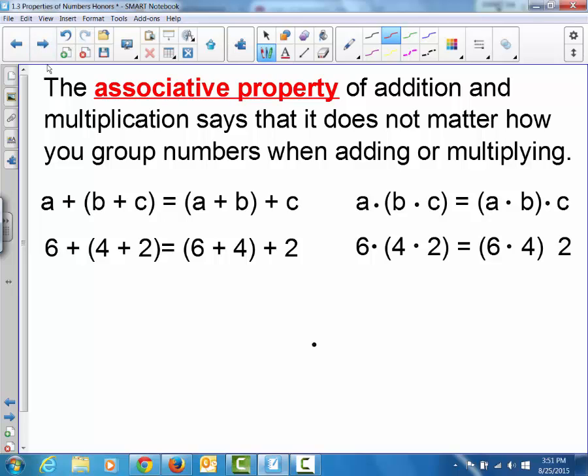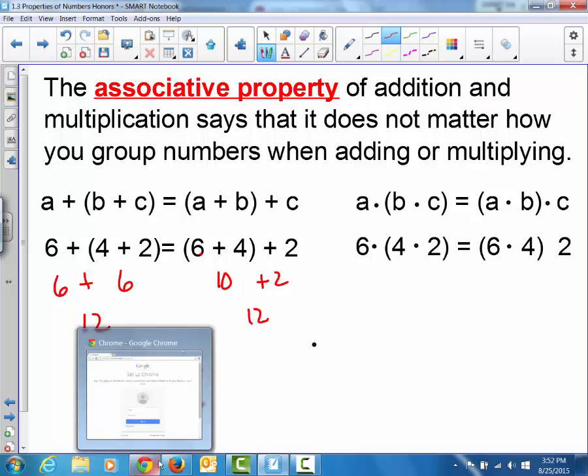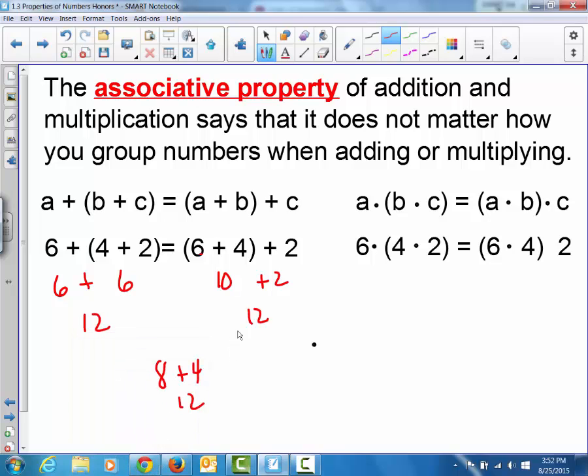The associative property is just an extension of that. It just means that whenever you've got multiple numbers, more than 2, it doesn't matter how you group the numbers when you're adding or multiplying. So you can add 6 plus 4 plus 2, which would be 6 plus 6 is 12. Or you can add 6 plus 4 and get 10 plus 2, which gives you 12. For that matter, you could add 6 plus 2 and get 8 plus 4 and still get 12. So it doesn't matter what order you do it in, you're going to get 12.